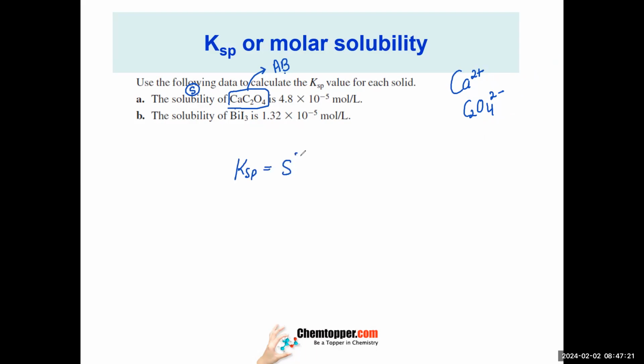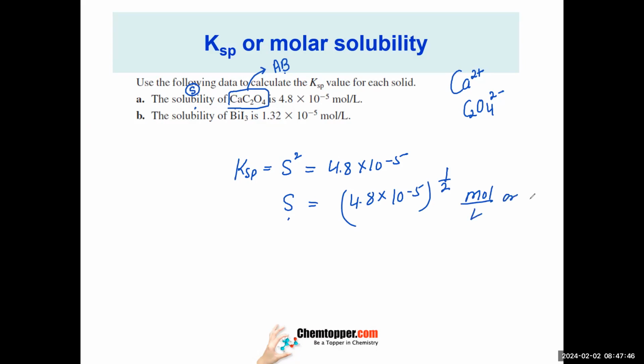S squared, and that is 4.8 times 10 raised to a minus 5. So what is S? Square root of this. That's what they're asking. What is the solubility? Means they're asking S. So just take the square root of this and plug in the units, moles per liter, or you can say molarity.